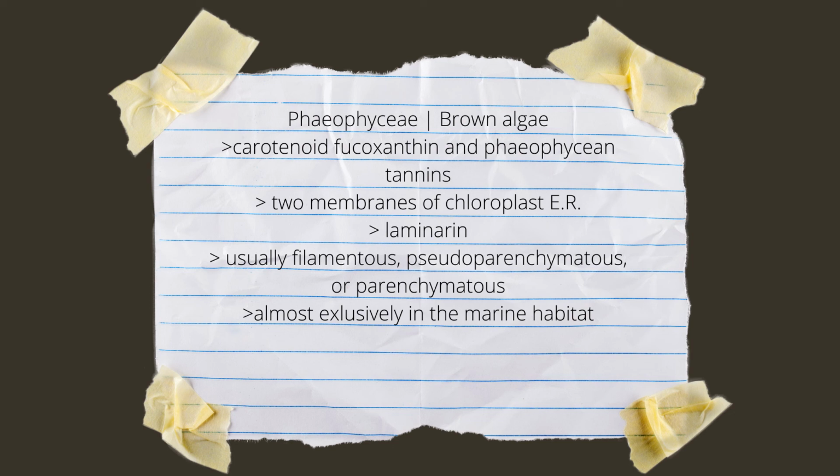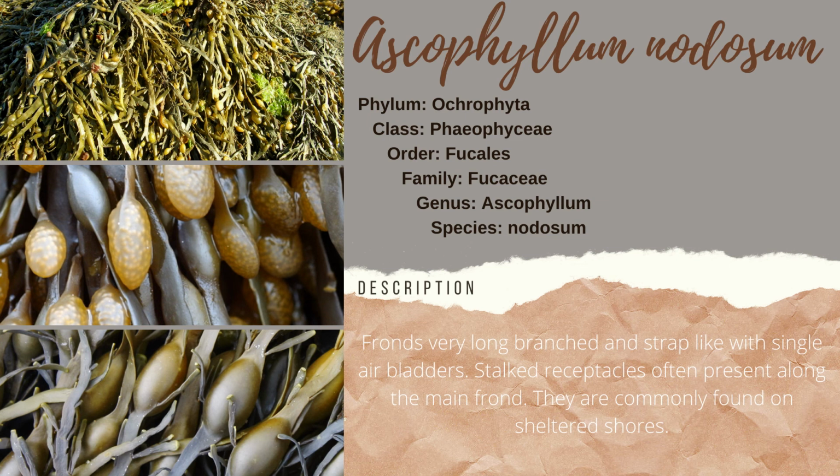This group of algae are basically filamentous, pseudoparenchymatous or parenchymatous. They are found almost exclusively in the marine habitat, as there are only four genera containing freshwater species.